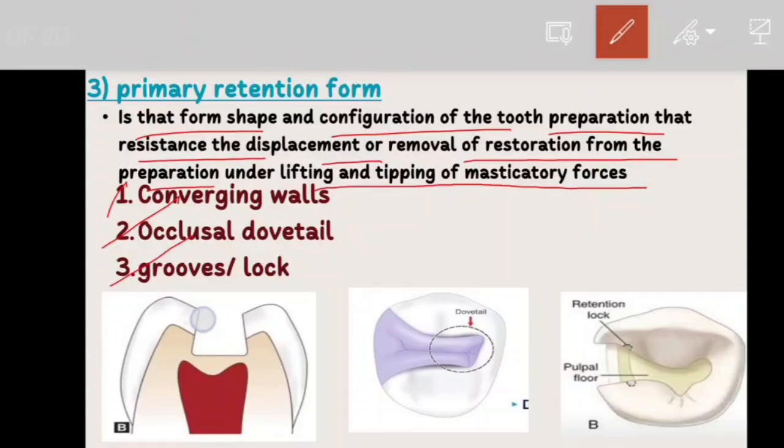So this one is converging wall. In the first diagram you see converging wall. Now the second one is occlusal dovetail. This one is called occlusal dovetail. And the third one is grooves and locks. So you make the grooves and the locks. This one is grooves and locks.